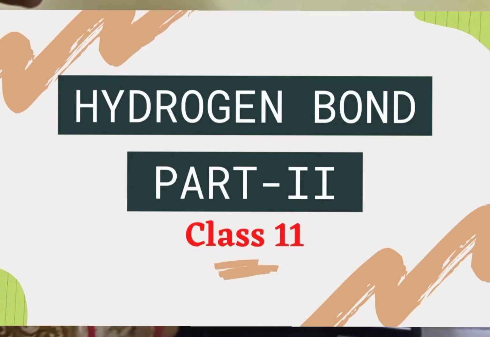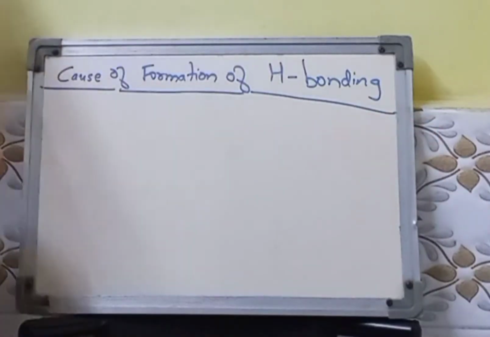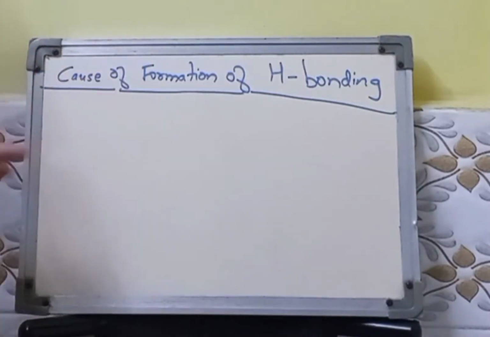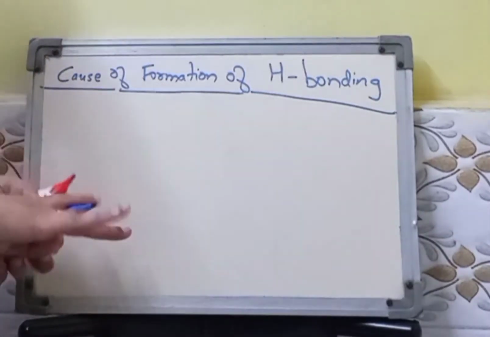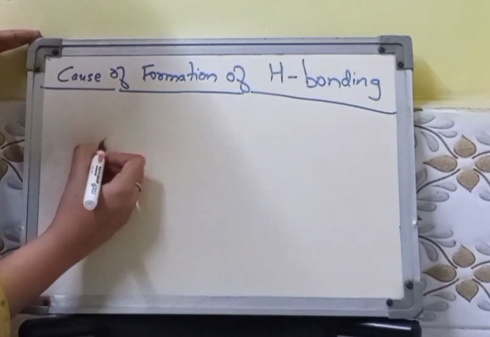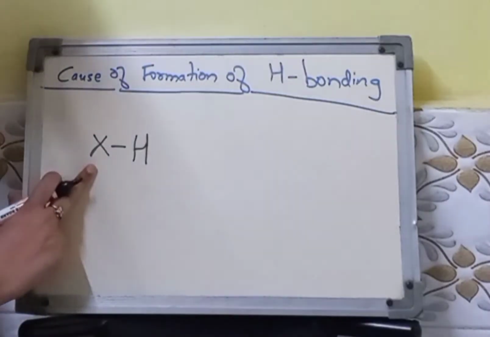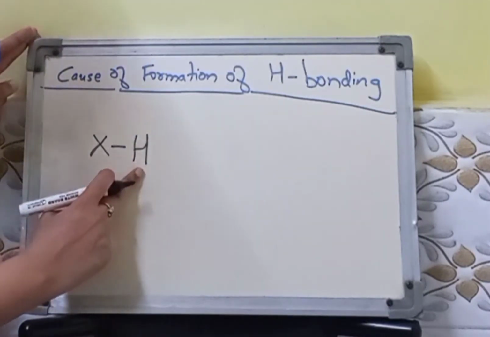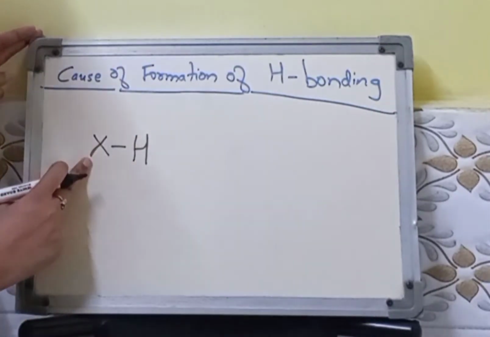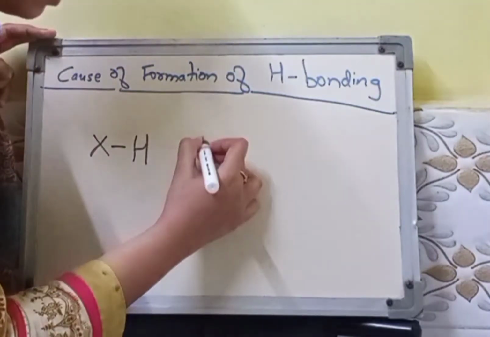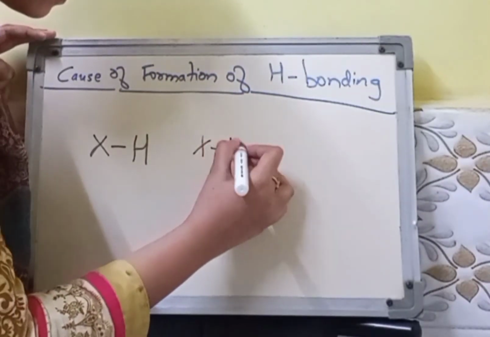Cause of formation of hydrogen bond. What happens here is, as you know, before this I had used an example wherein I had stated a molecule that is XH. What is X over here? It's an electronegative atom, and as you can see, your hydrogen is linked to your electronegative atom.